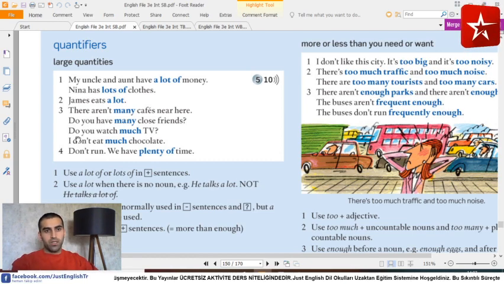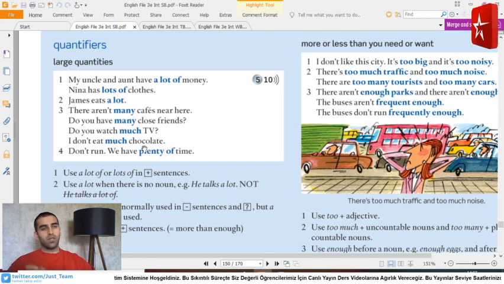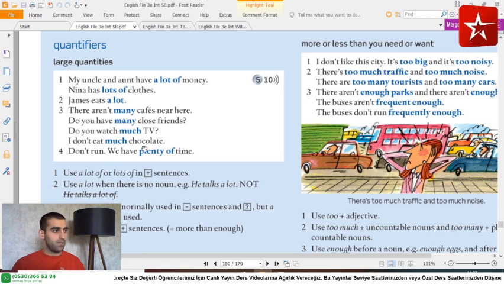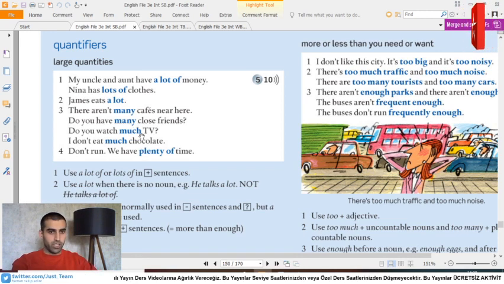We can use much with uncountable nouns. Do you watch much TV? I don't eat much chocolate. As you see, in question and negative sentences, we use much. The only difference between many and much is about countable or uncountable nouns. If the noun is countable, we use many. If the noun is uncountable, we use much here.